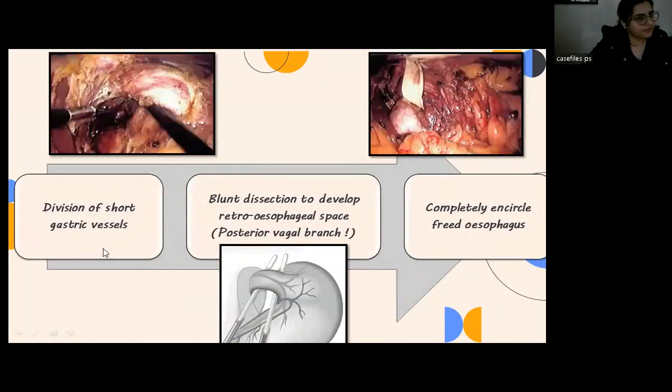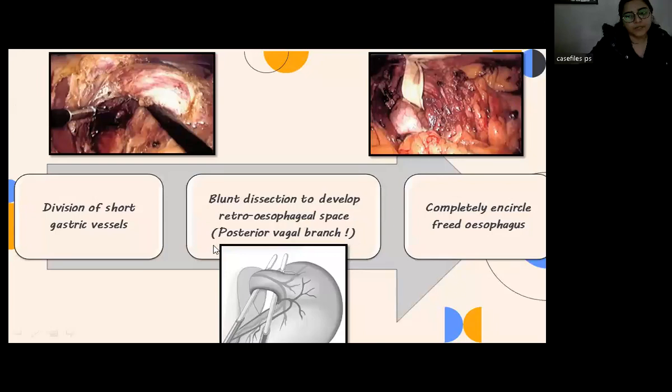Division of short gastric vessels is classically described in the original technique. However, there is discrepancy regarding this. Some people believe that if we can have adequate mobilization, we might not actually require division of the short gastric vessels also. But some argue that for complete and adequate mobilization, that has to be done.